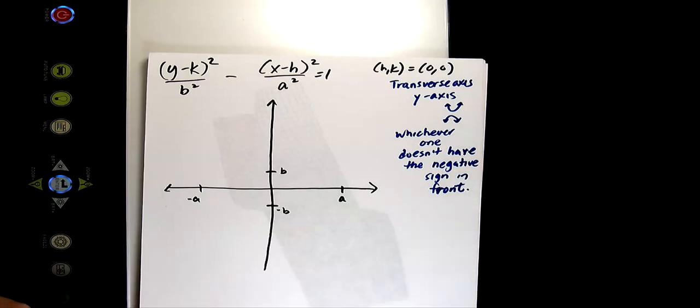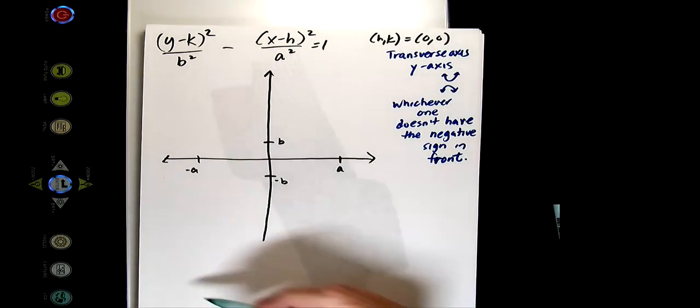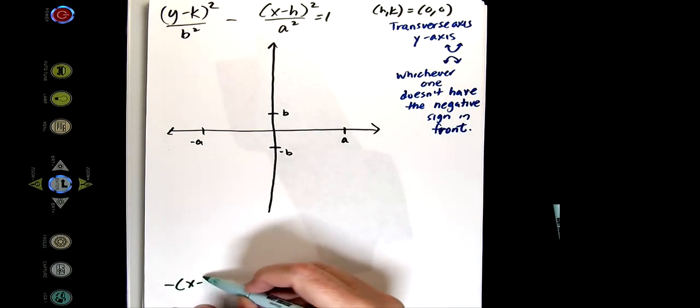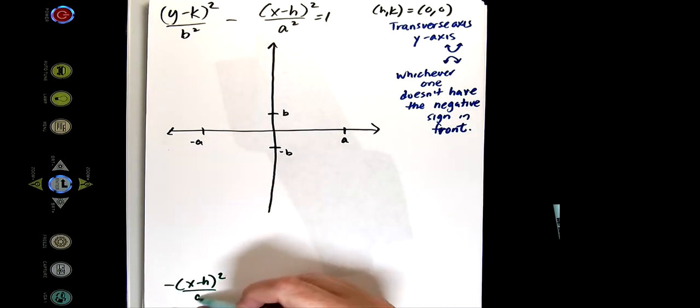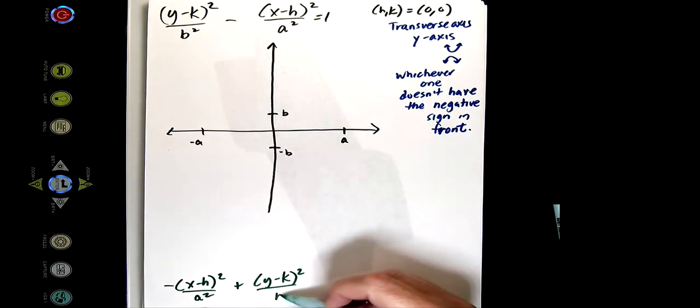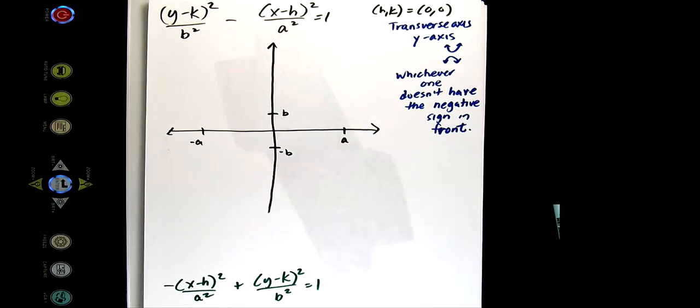I'm just specifically stating it like that because sometimes the book will like to put this. This is the same equation as, let me write it down here. I could do negative x minus h squared over a squared plus y minus k squared over b squared equals 1. And this is the same equation. I've just switched the terms around, the positive one and the negative one. We wanted the transverse axis to be on the positive one.